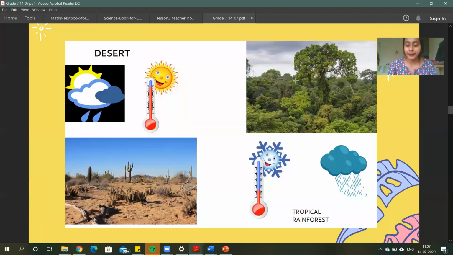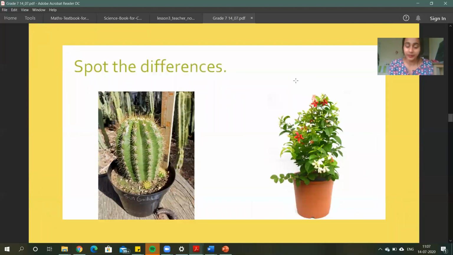Now, next, if you observe these two pictures, what do you think are the differences? You can pause the video here and think about the differences. What is the difference between these two? You will see that one of these plants, the cactus, has spikes. It does not have flowers. I can't see any leaves. And here there is no thick stem, it is thin. It looks like a weak plant. It has leaves and it has flowers.